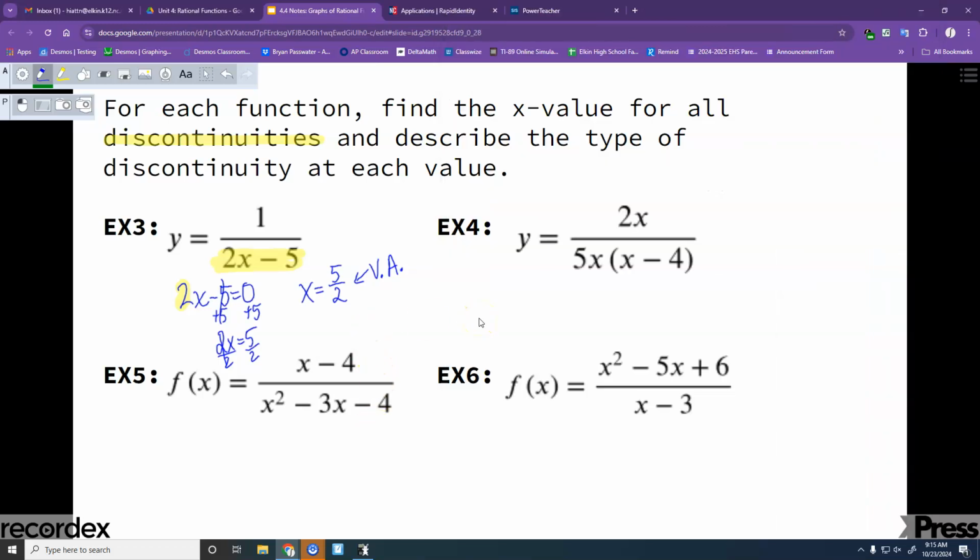Okay, so again, we're looking at the denominator. Think excluded values. So, Victor, if I look at 5x times x minus 4, what are my excluded values? What values will give me 0 in that denominator?